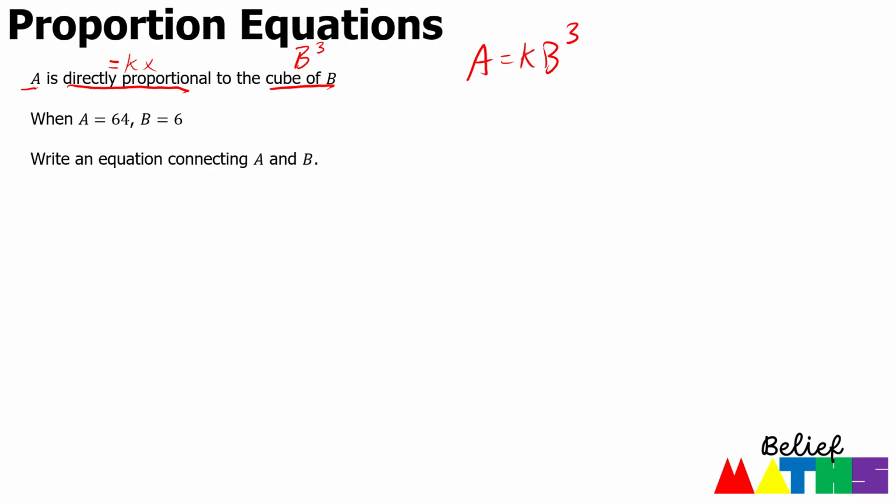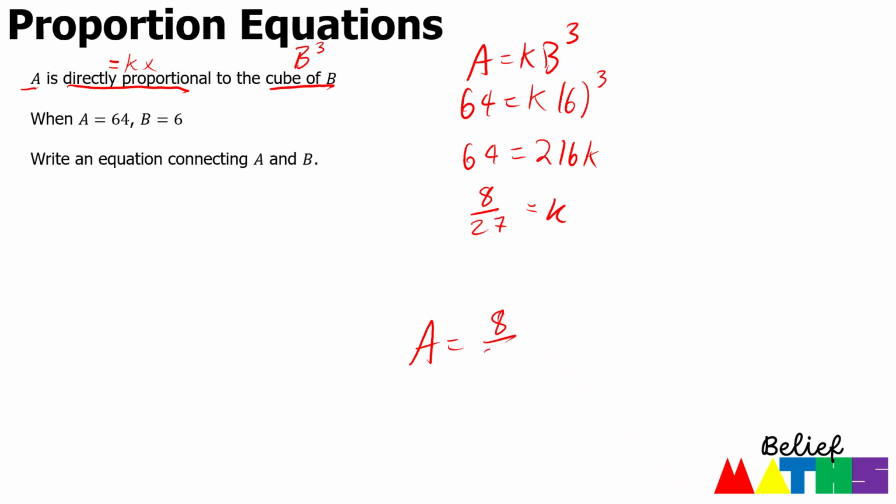We can then sub in our values for a and b. 64 is equal to k times 6 cubed. 64 equals, and then 6 cubed is 216, so that's 216k. So therefore k is equal to 64 divided by 216, which gives us 8 over 27. So our equation then is a equals 8 over 27 b cubed. And that's our final equation.